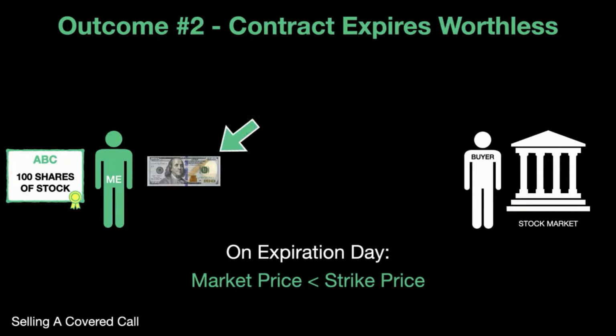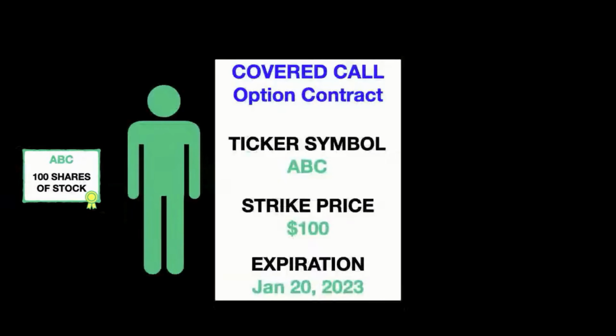But take a look here, me on the left, I still have my 100 shares of stock, and I still have the premium payment that I was paid. So I'm actually coming out of this ahead, right? I still have my shares, plus I have the amount of money I received as the premium payment. And so that's part of the strategy, or that is the strategy, right? If I own these 100 shares of stock, I'm going to sell a covered call option contract, me as the seller. Someone's going to buy this contract from me.